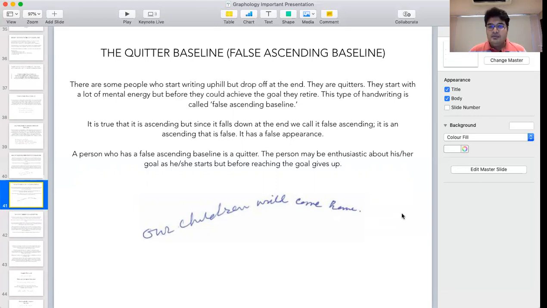So anybody that you come across, even for your own self, if you have observed this, that you start some kind of project, dream, goal, mission, idea with a whole lot of enthusiasm, but then in the middle, somehow, if a single obstacle comes in, and then you drop off, and then you think that, okay, this is not going to work for me, then you would have a false ascending baseline.